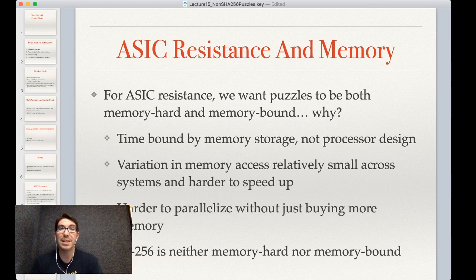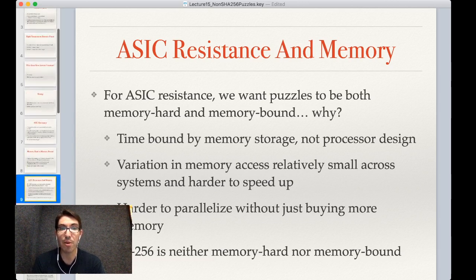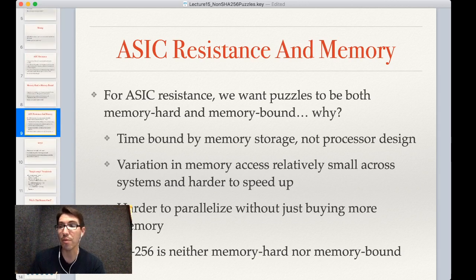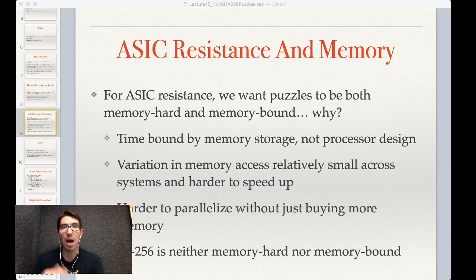Okay. So as I mentioned, SHA-256 is neither memory hard nor memory bound, which is one of the reasons why it's extremely simple to make ASICs that are designed specifically for it. I'm not saying that any of these other algorithms I'm going to use or refer to don't have ASICs designed for them. So it's why I say ASIC resistant, not ASIC proof.